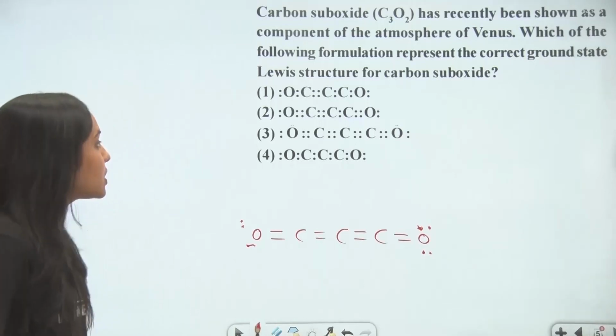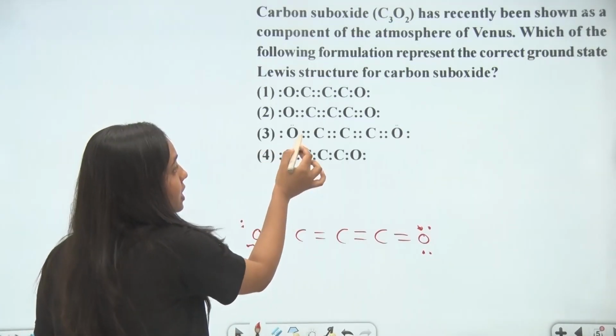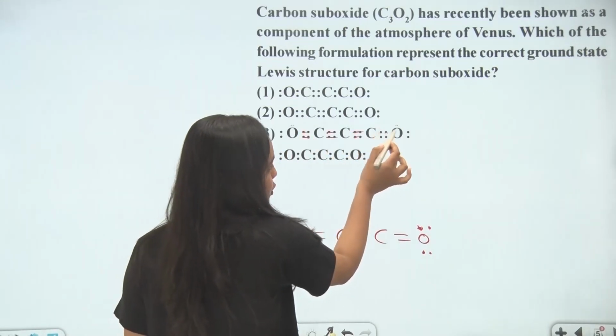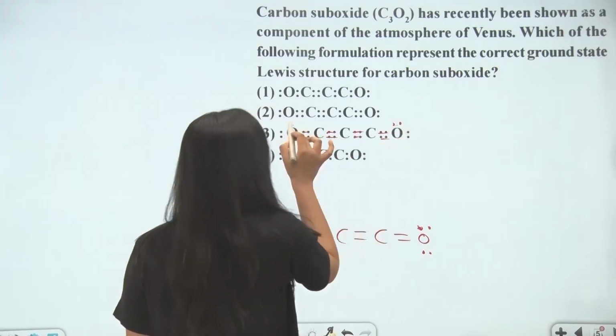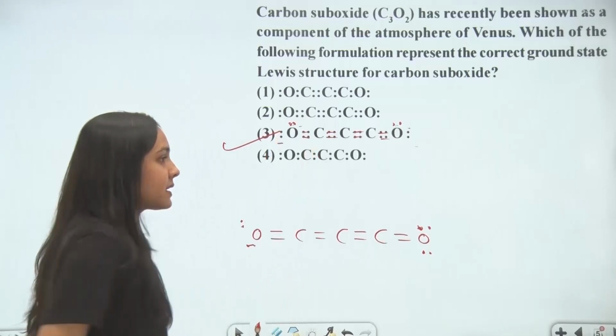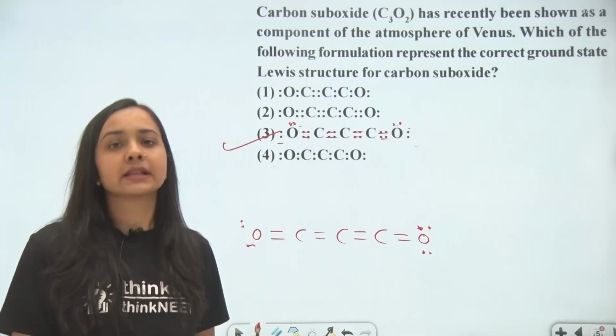Clear? Now students, you can see option 3. Option 3 contains 2 bond pairs, 2 bond pairs, 2 bond pairs, 2 bond pairs, and the oxygen contains 2 lone pairs each, 1 and 2. So option 3 is the correct answer. This is the correct Lewis structure of carbon suboxide. Thank you.